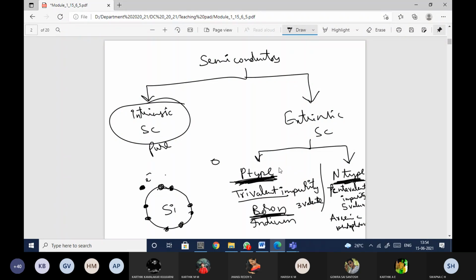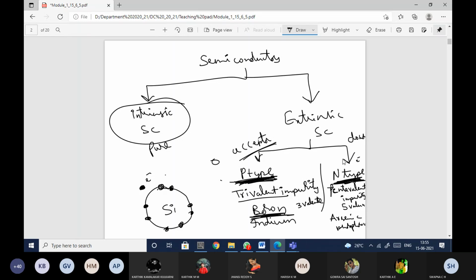The p-type is said to be the acceptor as it accepts electrons, because I have some places empty where I can accommodate the electrons. So p-type materials are said to be the acceptor atoms, and n-type materials are said to be the donor elements, because I'll have more number of free electrons present. These can be easily donated, and these electrons will participate in the conduction.